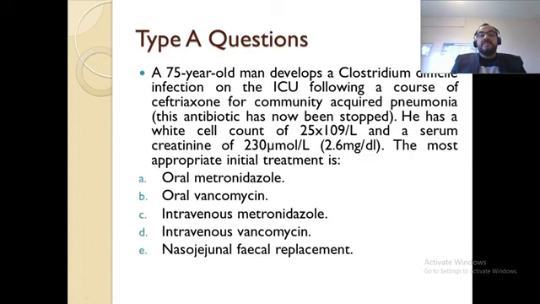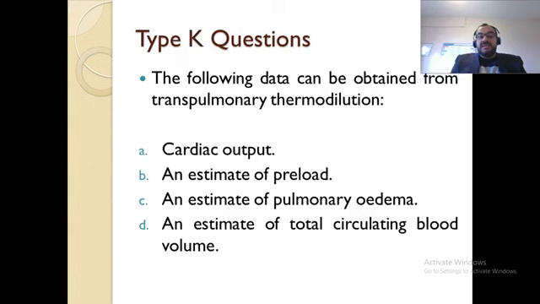information. Example for type A questions, you will find the main stem of the question, and then you have 5 answers. In type A questions, there is only one correct answer you need to choose. As for example, in this question about Clostridium difficile, the correct answer is B. So you will mark B as correct.